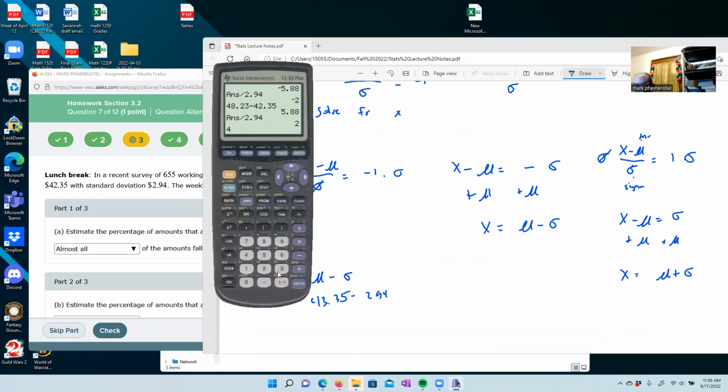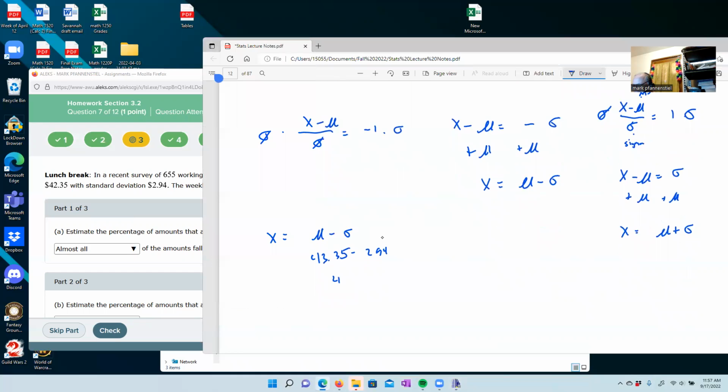So we have $43.35 minus $2.94. Oops, nope, I don't want that. Let's delete that and hit enter instead. So I want $40.41. And then on the other hand, we're going to add. So we have $43.35, and we're going to add $2.94.